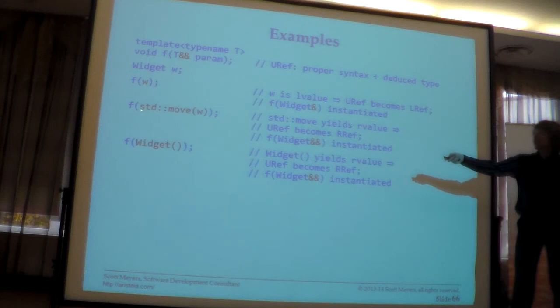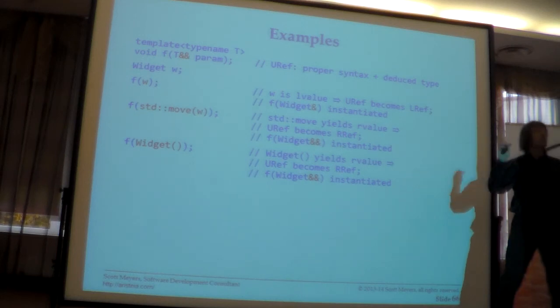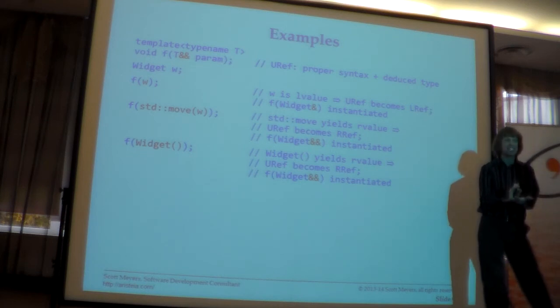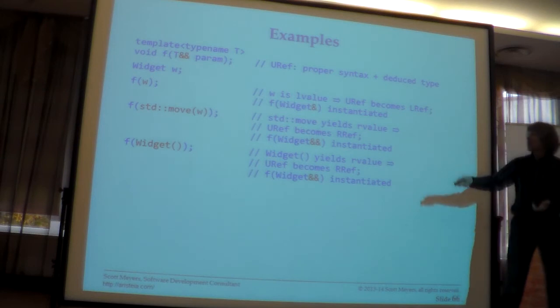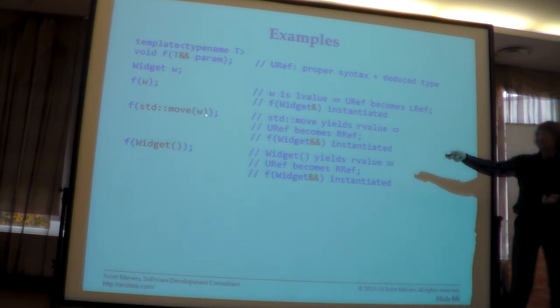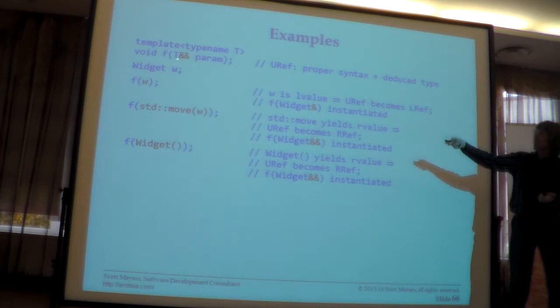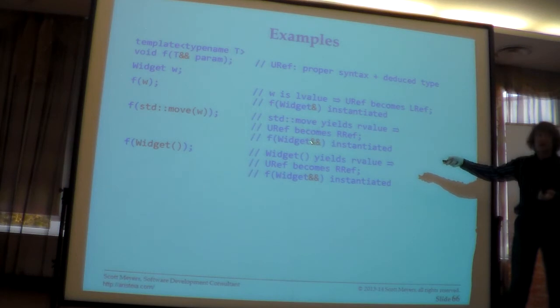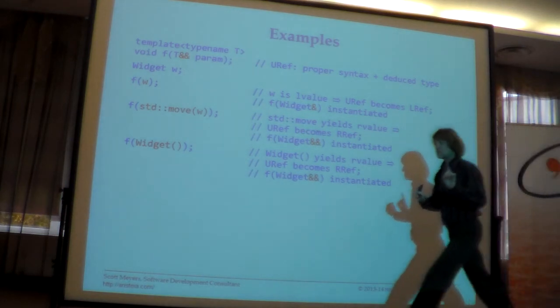If I call the same template with the same object, but I cast it to an R value, remember that move just casts to an R value. If I call f with an R value widget, then this becomes an R value reference, and the function that's instantiated is f of Widget&&. This is important.